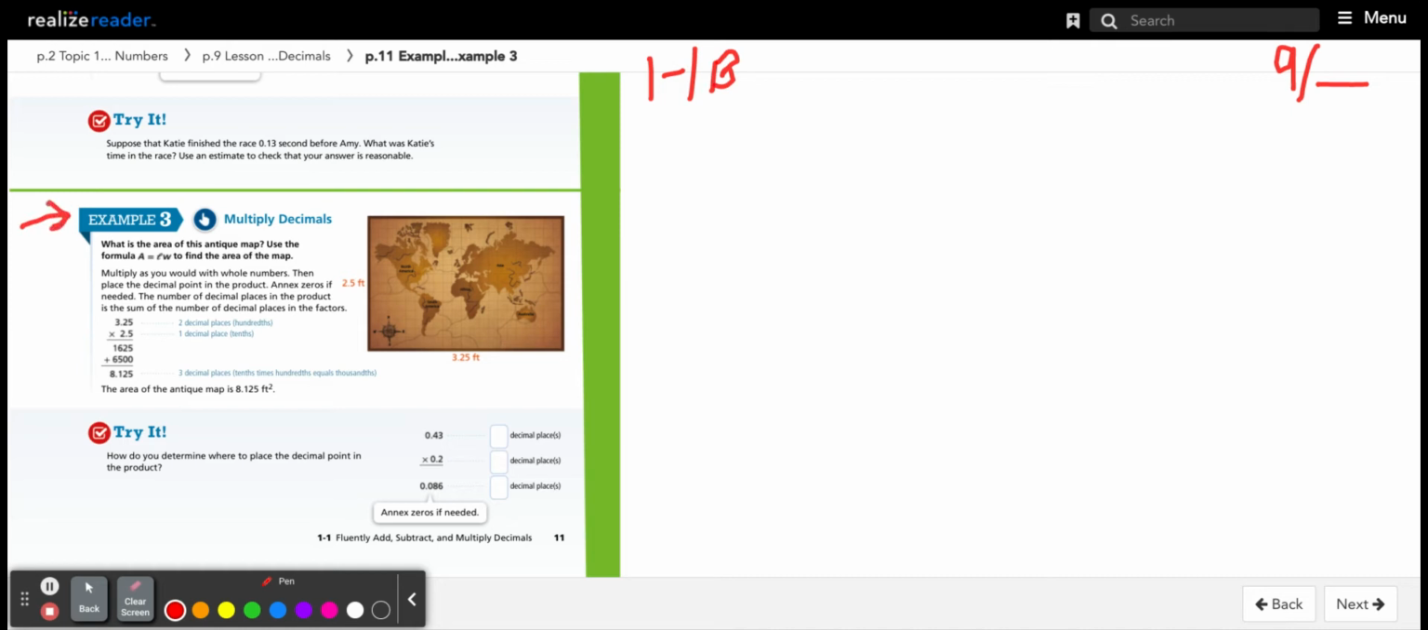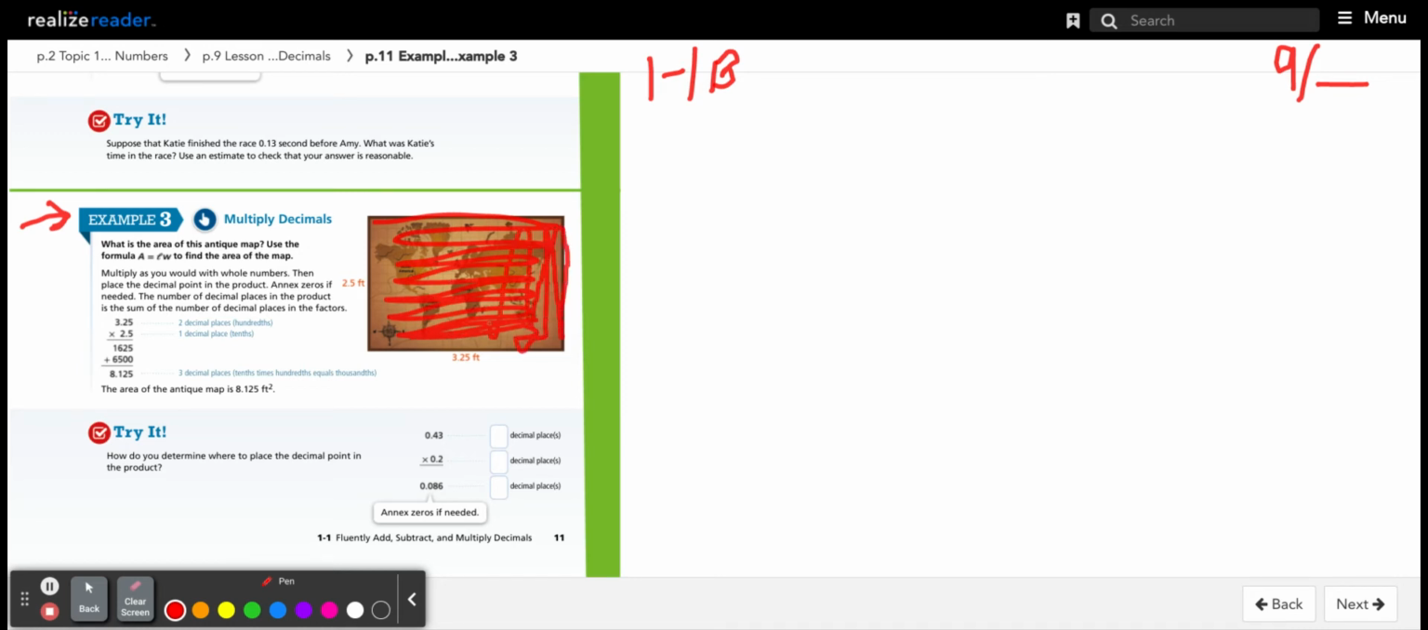It says, what is the area of this antique map? Use the formula area equals length times width to find the area of the map. So we've learned about area and perimeter. Perimeter would be the distance around the map, right? When we think perimeter, it's like a fence. When we think area, we think about the space inside. So today we are finding the area. We are finding the space inside this map.